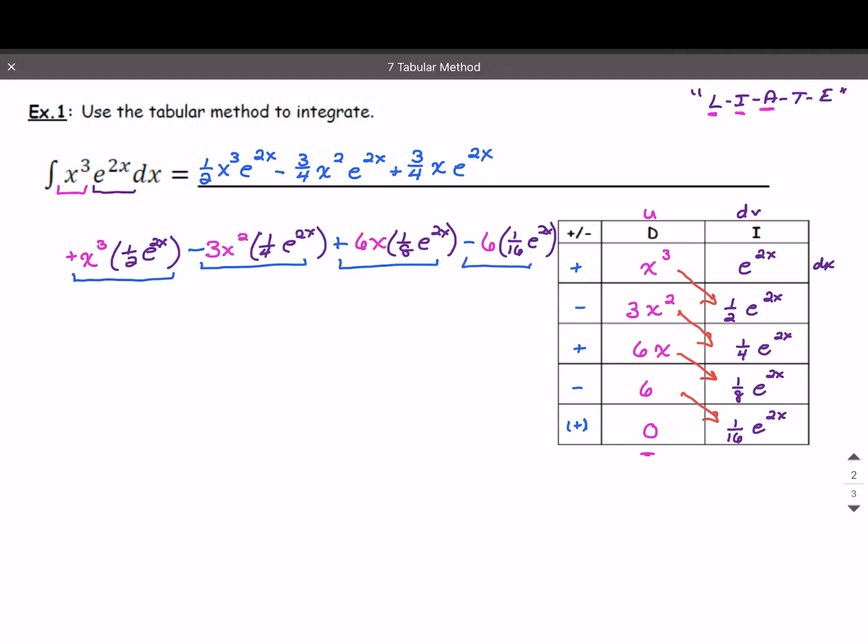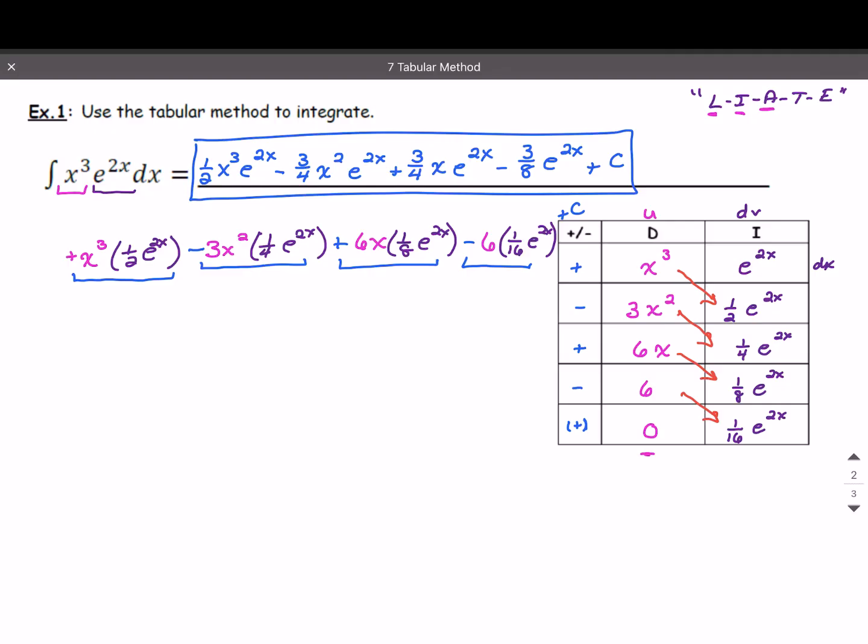And then 6 over 16, don't forget my minus, is going to reduce to 3/8 e to the 2x. Oh, and plus c. I almost forgot that down there. And this, my darlings, is our answer.